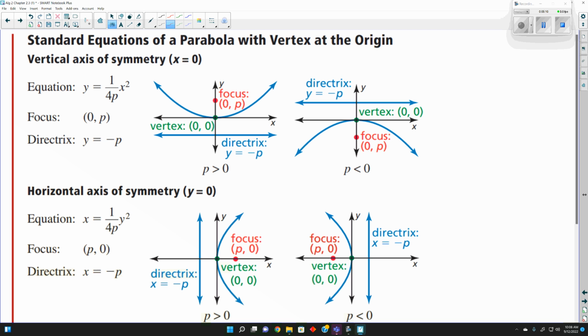If x is squared, this is the type of formula we're looking at. If y is squared, this is the type of formula. It's up and down if x is squared. It's left and right if y is squared. Makes more sense.